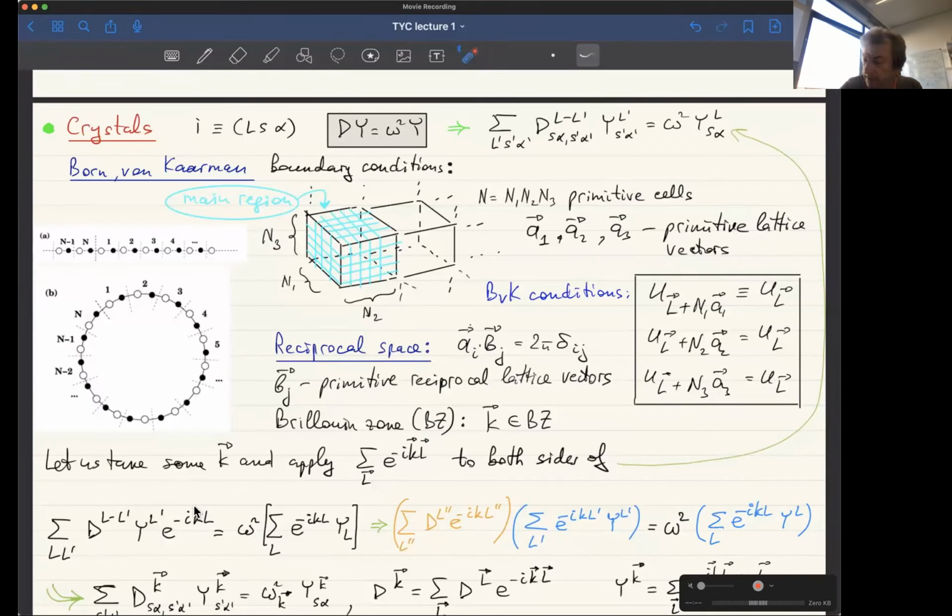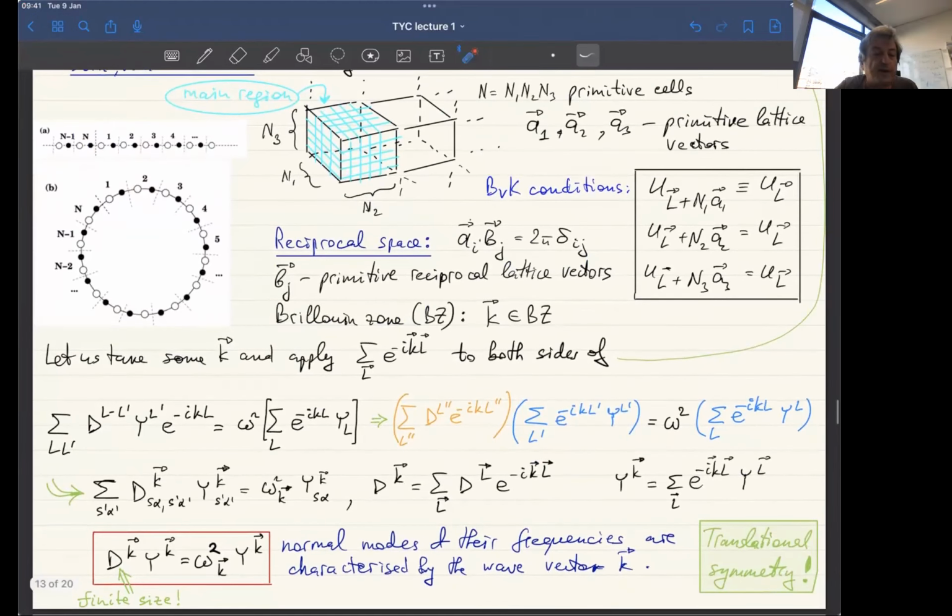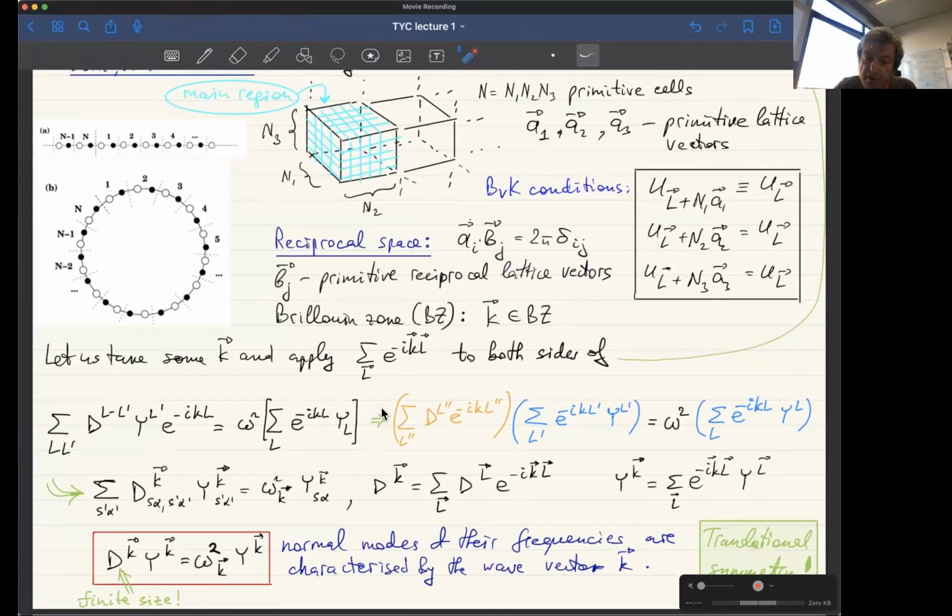So if you do the math here, then you will arrive at this colored equation. So the matrix D depends only on the difference of these vectors. So you can introduce here a vector L double prime, a proper translation, which is a difference of L and L prime. So this would kill one sum. Another sum would appear here, the L prime sum. And also a similar sum would appear in the right-hand side.